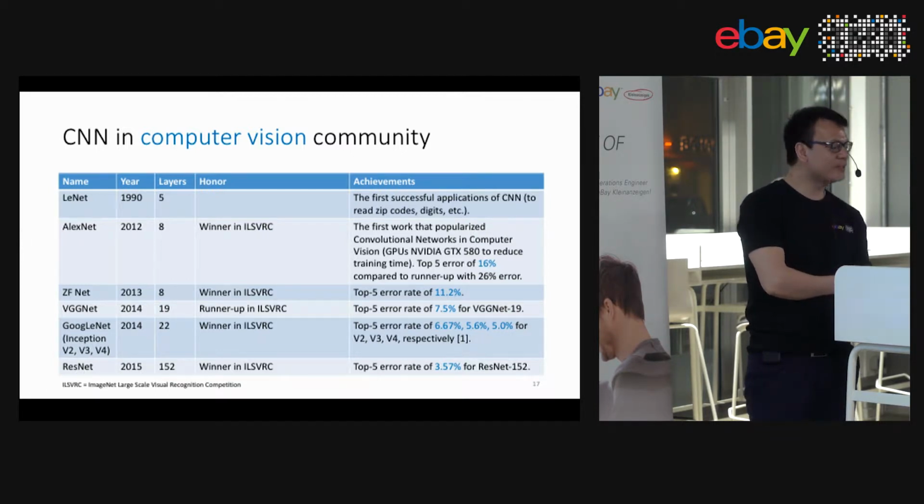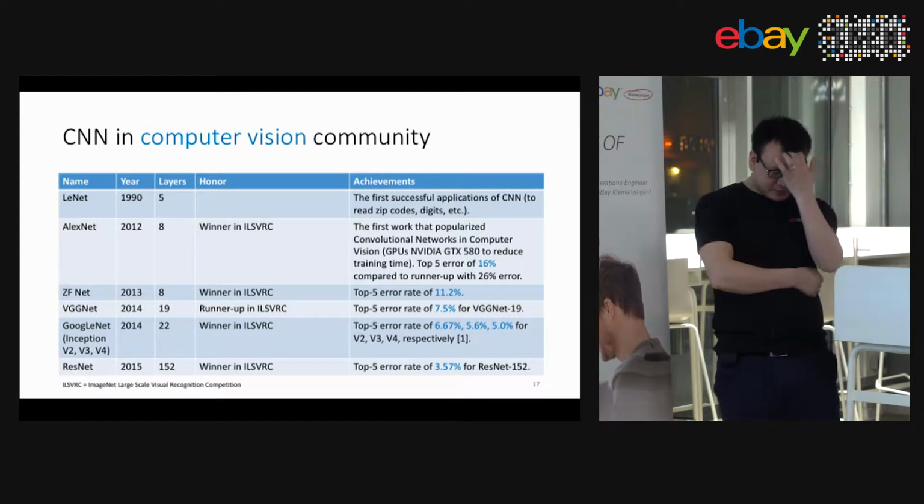There are at least two things we can see from this chart. The first thing is that as the years go on, the number of layers grows dramatically. The second thing is that as the years go on, the top 5 error of this challenge goes down, also dramatically.